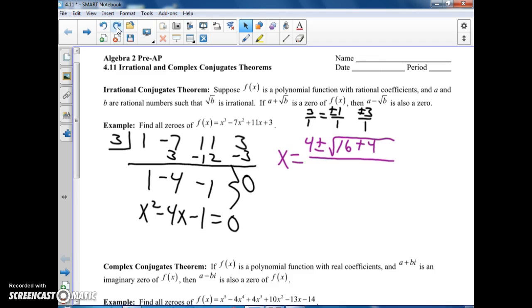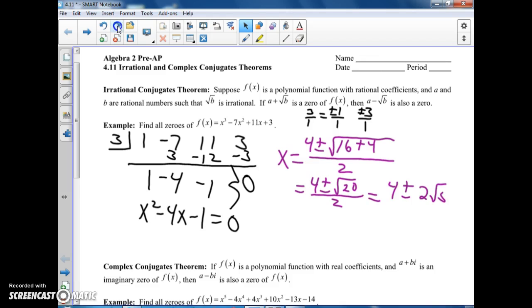All right, and how much is 2 times a? 2. Okay, you see, this is all easy stuff for you guys. You guys have all seen this. Now how much is 16 and 4? 20. All right, so look what we got. We got 4 plus or minus the square root of 20 over 2, right? Now you say, what's the square root of 20 simplified? 2 square root of 5, of course.